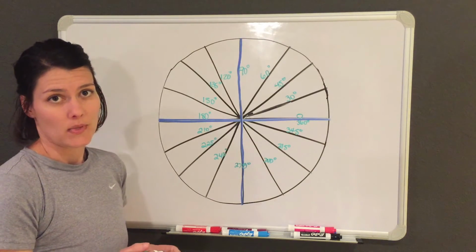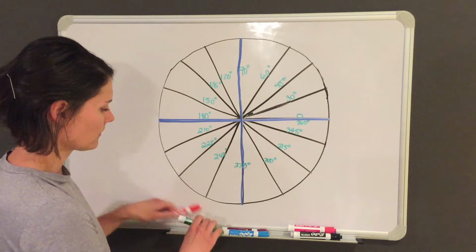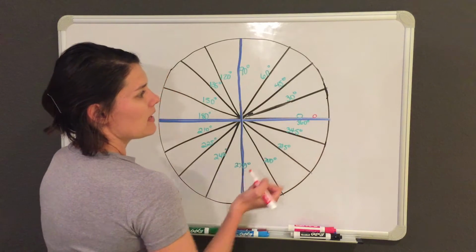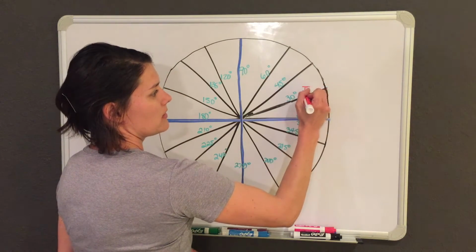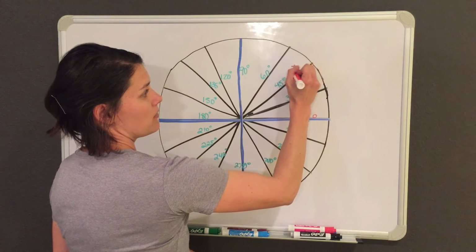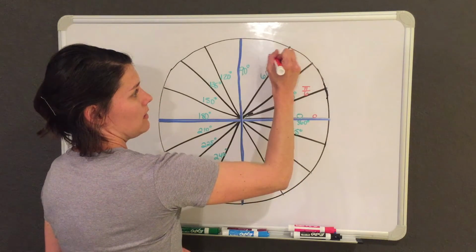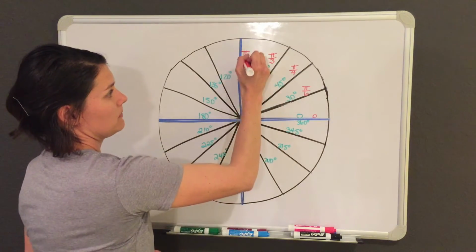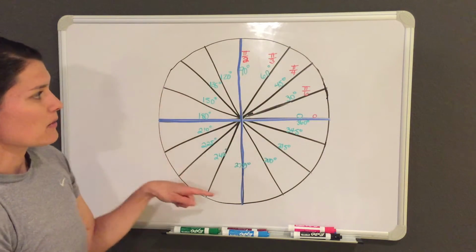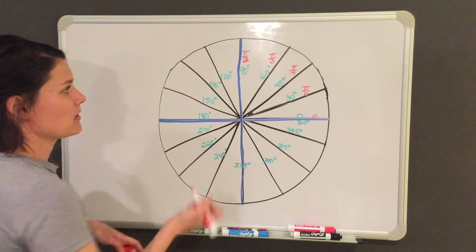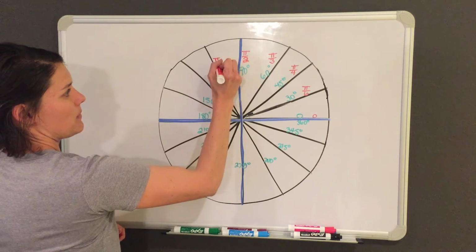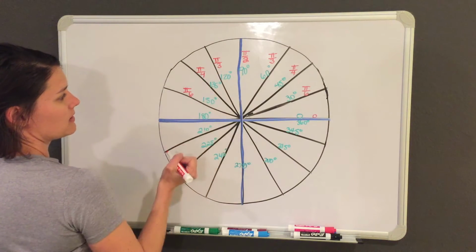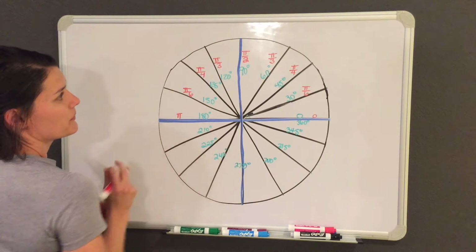Now let's go over how to determine the radians. The radians will again start here at 0. And then the first one will be pi over 6, pi over 4, pi over 3, and then pi over 2. And what's good about radians is that it's going to repeat these same numbers. So this again will be pi over 3, pi over 4, and pi over 6. And then here will be pi.